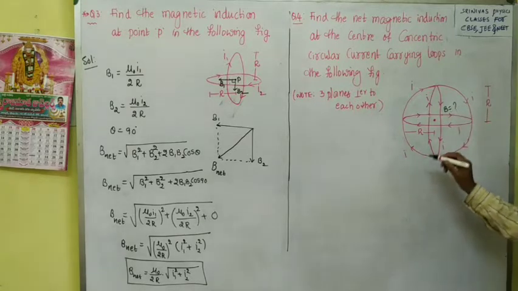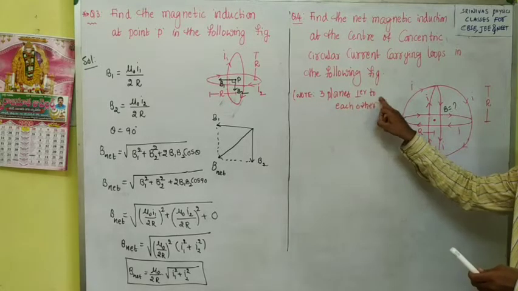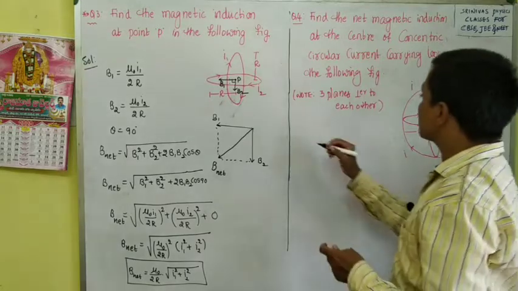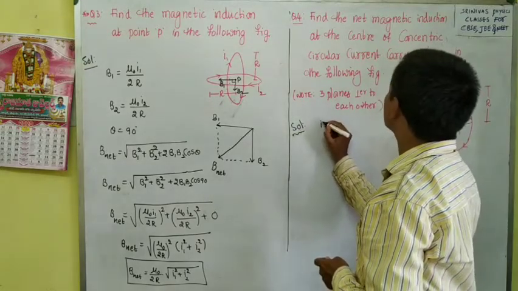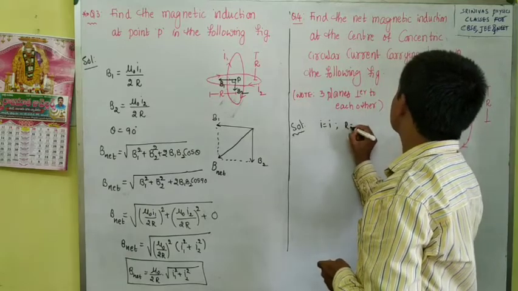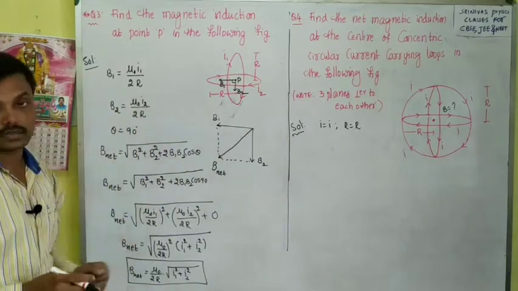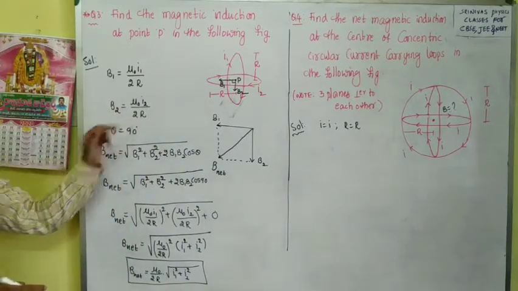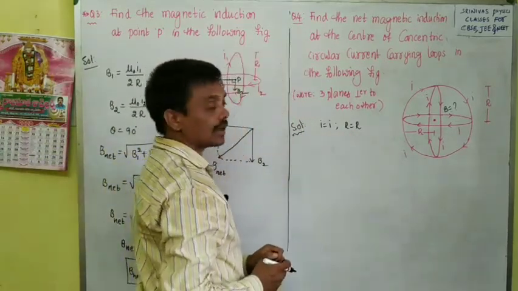Here the magnetic induction is due to 3 loops. 3 concentric loops. Concentric means the centers of the 3 loops coincide. The planes of the 3 loops are perpendicular to each other. Let us go for the solution. All the loops carry the same current and have the same radius. But in the previous case there were 2 loops with different currents, so the magnetic induction due to the first loop and the second loop had different formulas. Here, how do we find the net magnetic induction?